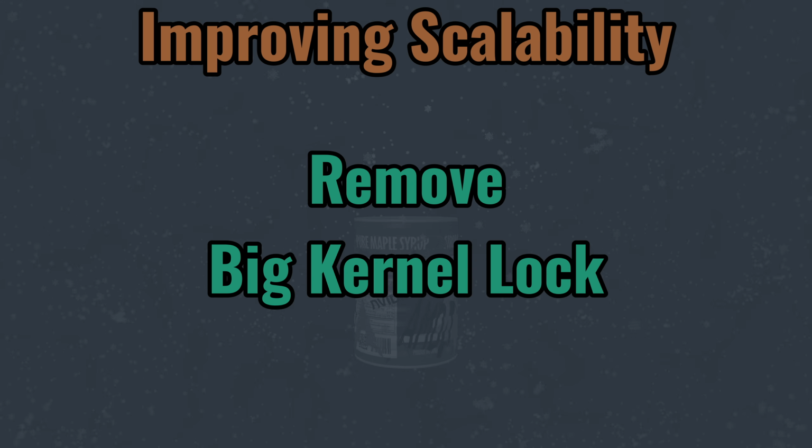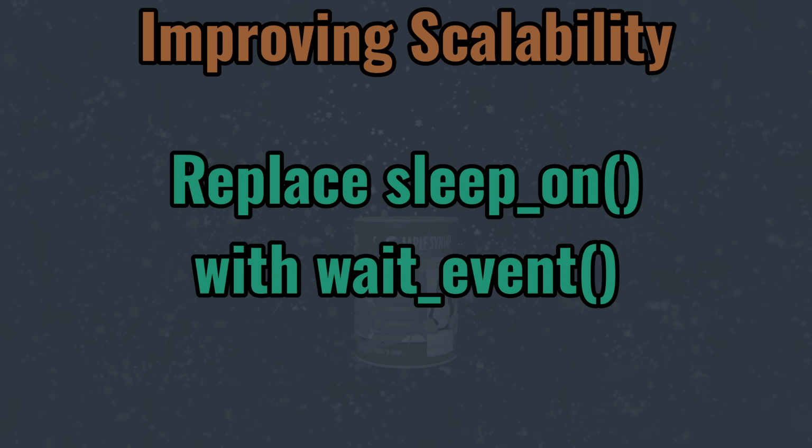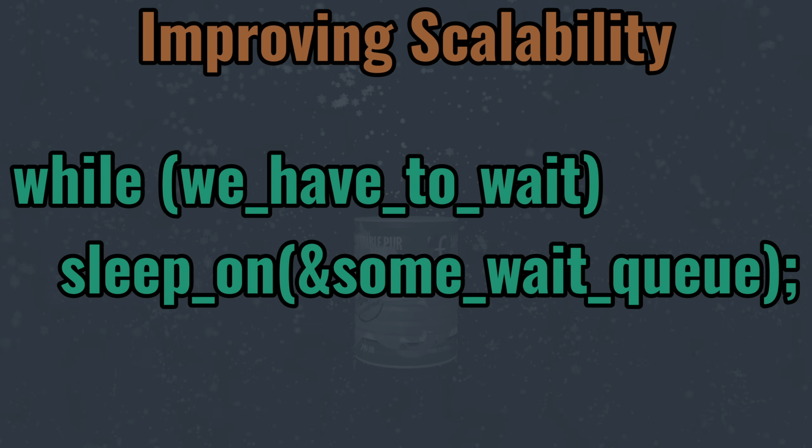Now, one example of this, which is the third point that we're going to, is the fact that they removed sleep on and replaced it by wait event. Sleep on was another unsafe command that they removed from the kernel. The big reason why they removed sleep on is because you could only use it like this. You would use a while command, and after that you would put your sleep on command waiting on the queue.